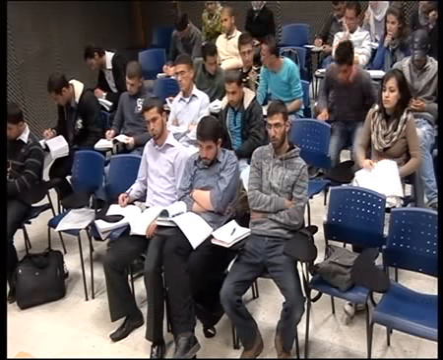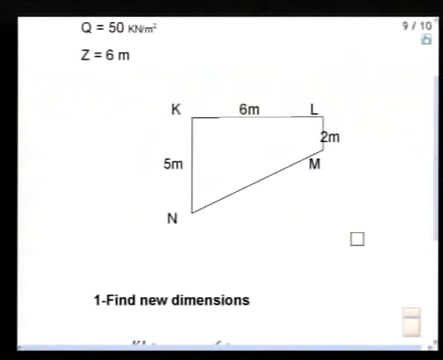Okay. Let us solve this problem, and I will give you a step-by-step solution. Suppose I have KL 6 meters, LM 2 meters, KN 5 meters. I did not give you NM because it's easy to find. And I have Q, which is the load per unit area, equals 50 kilonewton per meter square, and Z is 6 meters. And I told you, please find the stress at a point.